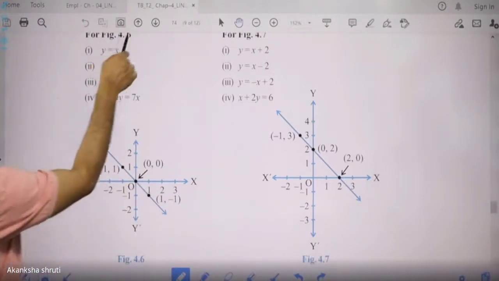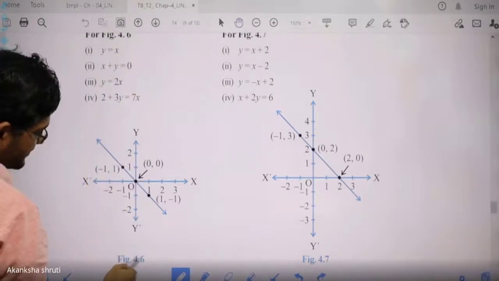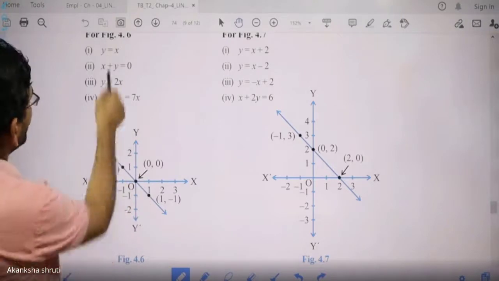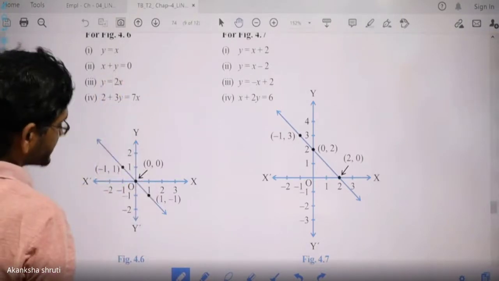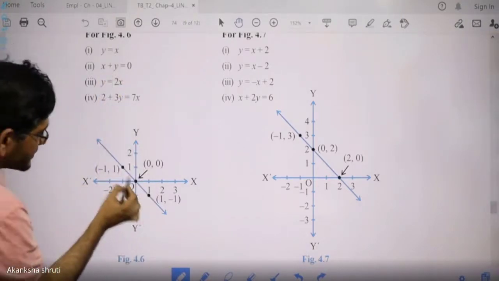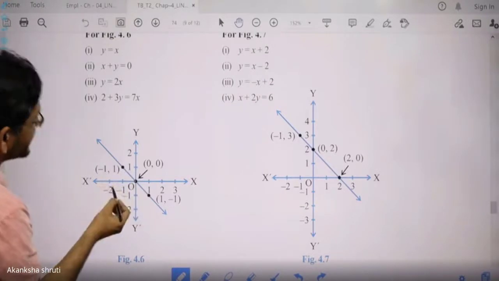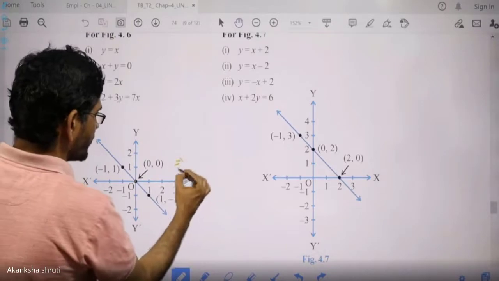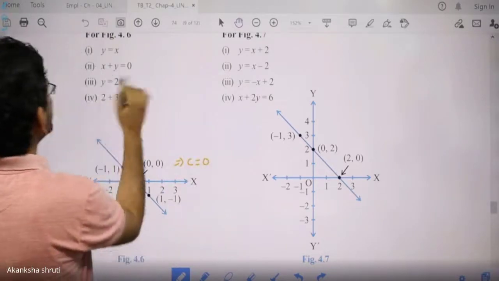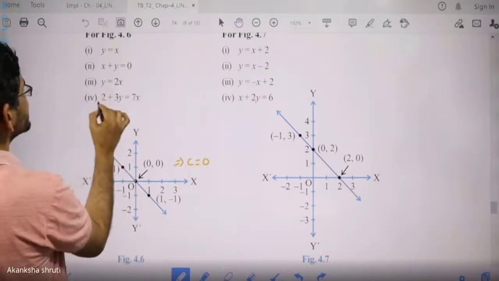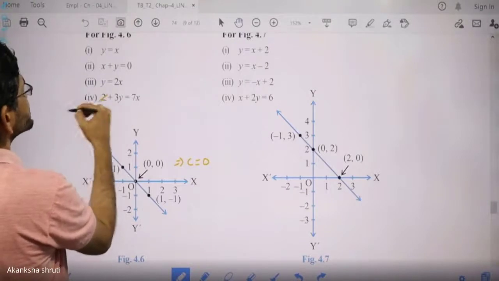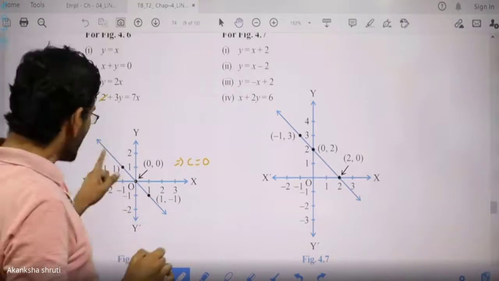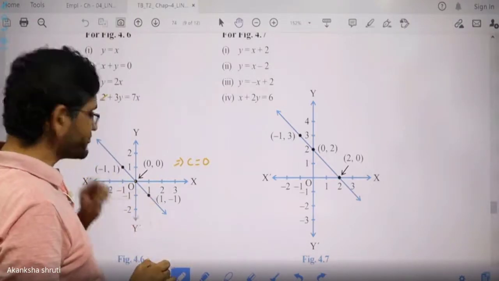Students, for these equations, which one could be the equation for figure 4.6? We have learned that if the graph is passing through the origin, its constant value is 0, that is c equals 0. So from this, this could not be possible because it has a constant. So the possibility could be this one. But now it is passing through the second and fourth quadrant.